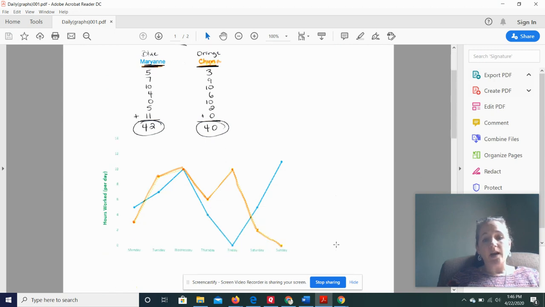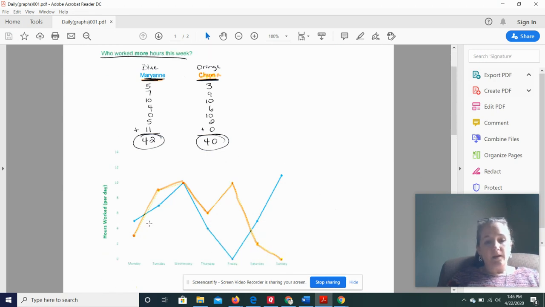Okay, so here's where I worked that. I started with Marianne. She was in blue. She worked 5 on Monday. Okay, so 5 is between 4 and 6, so that's why I know that's 5. This dot's between 6 and 8, so 7. She worked 10, and then on Thursday 4.